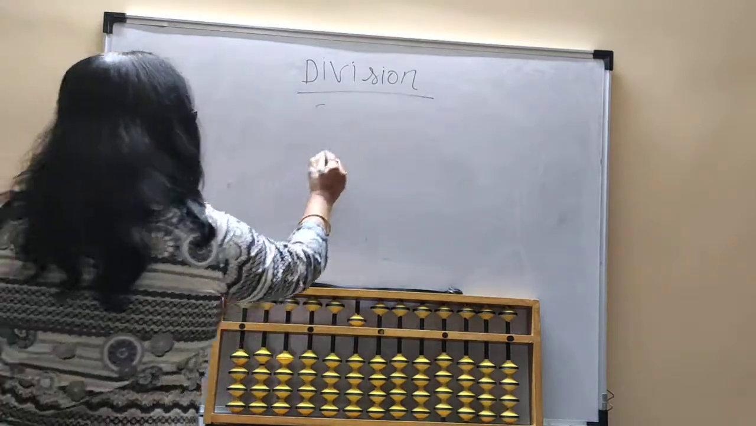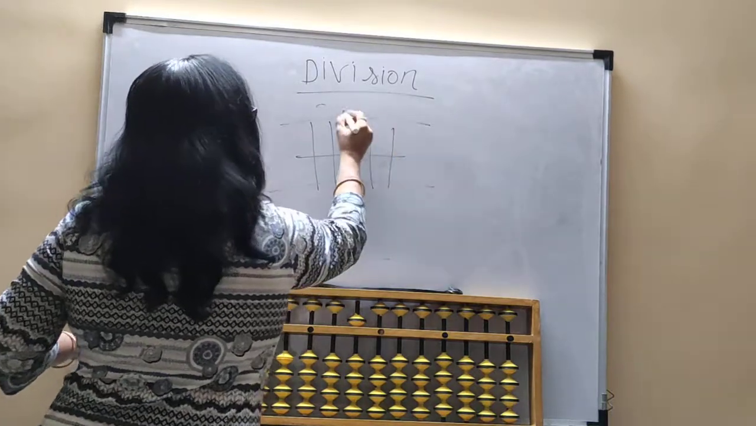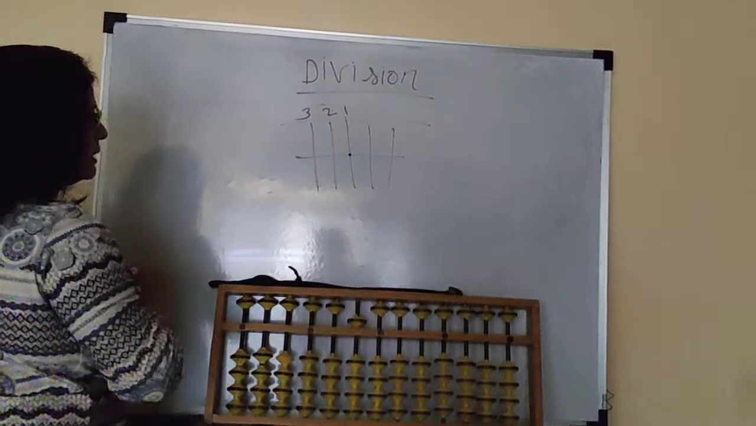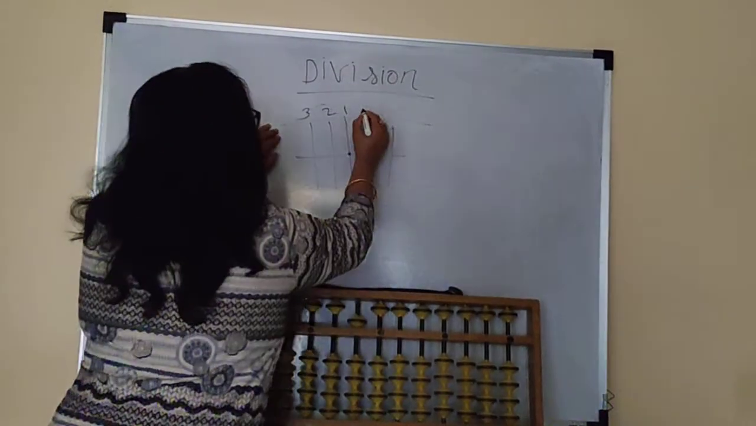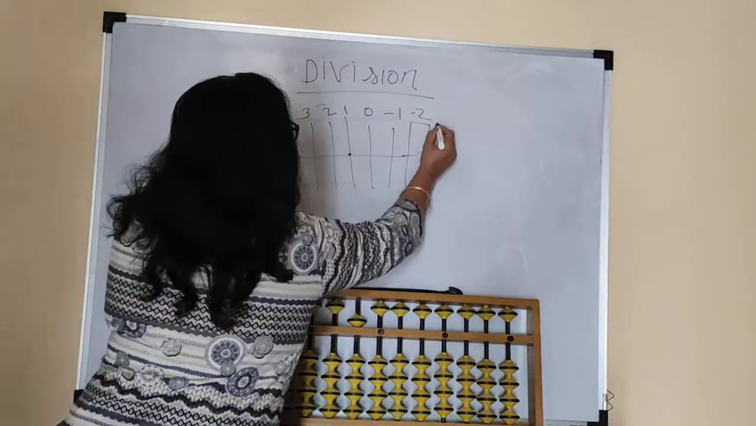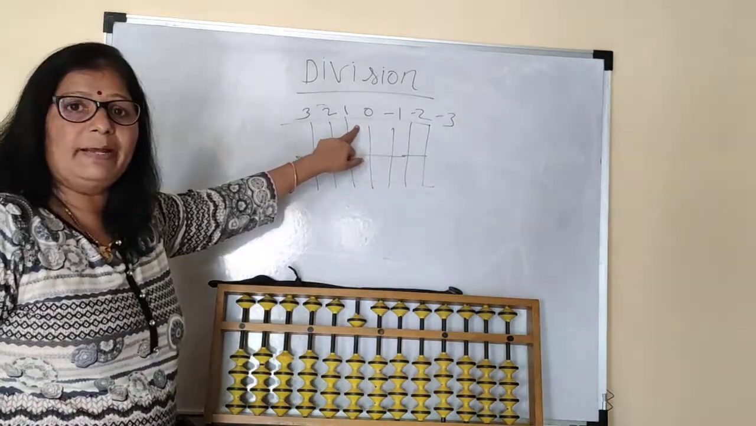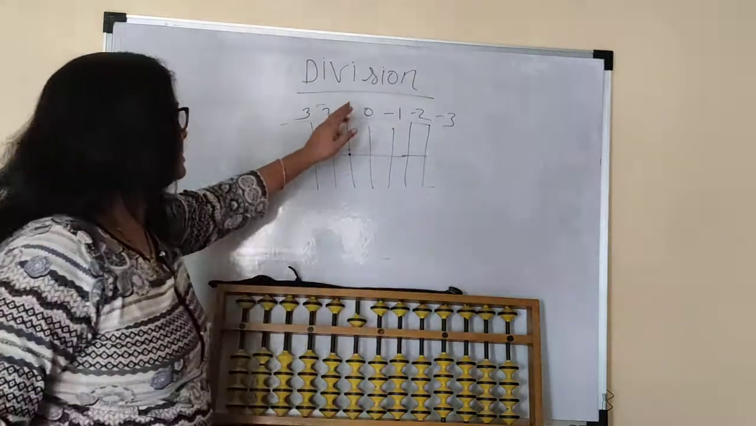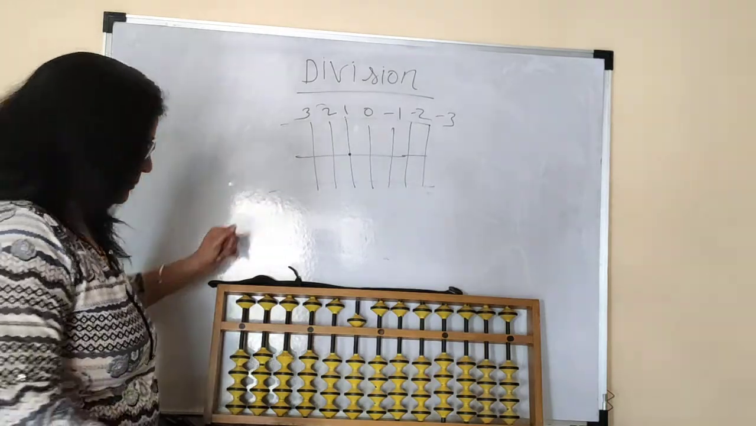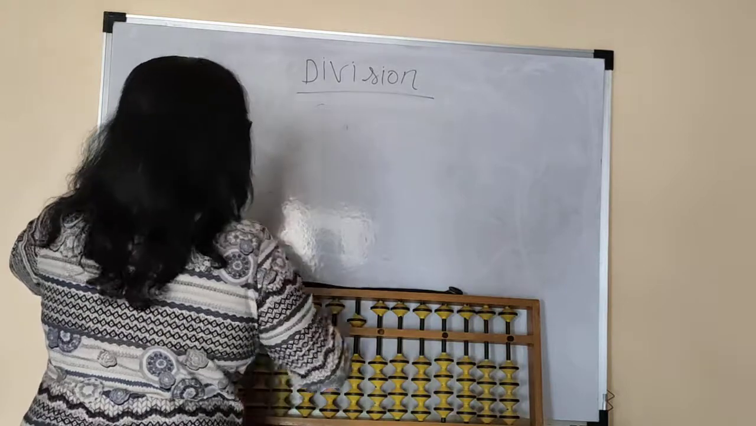Okay, I can draw the abacus here and show you. See, this is your 1st rod, 2nd rod, 3rd rod. And this is your 0 rod and minus 1, minus 2, minus 3. Keep in mind, the 0 rod is on the right side, and these are your normal ones, 2nd rod, 3rd rod. Now we will start from the 0 rod.